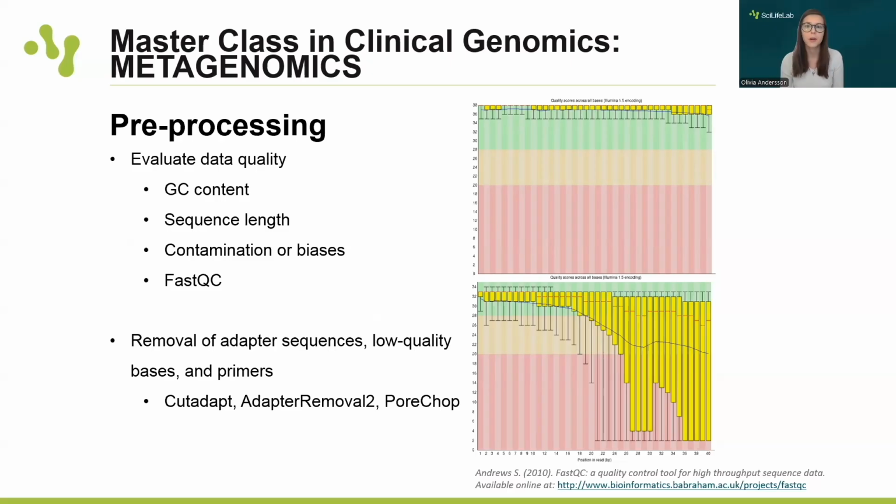One common issue with raw sequencing data is the presence of adapter sequences or low-quality bases, especially toward the end of the reads. And in the case of 16S sequencing, primers used for amplification may also need to be removed. To handle this, tools like CutAdapt, AdapterRemoval 2, and PortShop can be used, and they identify and remove adapter or primer sequences through substring searches and trim away any low-quality bases, and removing these is crucial to avoid biases.